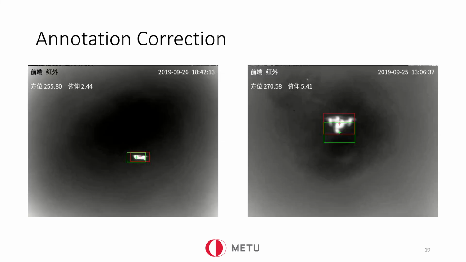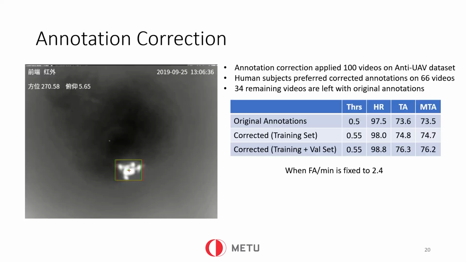In these frames, green box is on original annotation and the red box is the corrected one. As you can see, most of the time red box encapsulates the object better. You can see more in the following video.